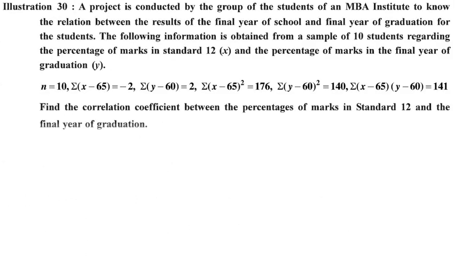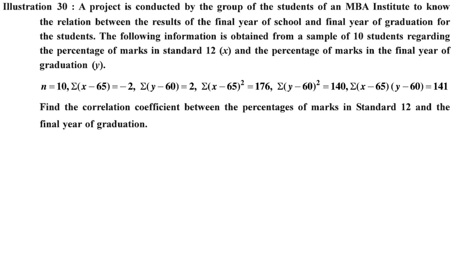Illustration 30. Now this is a bit long question. A project was conducted for a group of MBA students to know the relation between the result of the final year of schooling and the final year of graduation, that is, the schooling year result and the graduation year result. Now, marks in standard 12th is x and graduation is y.